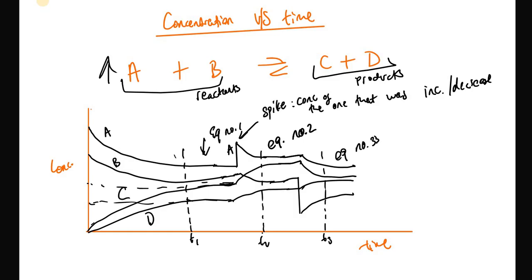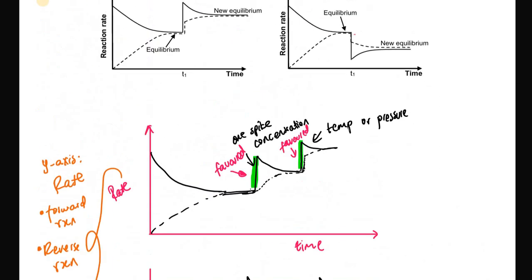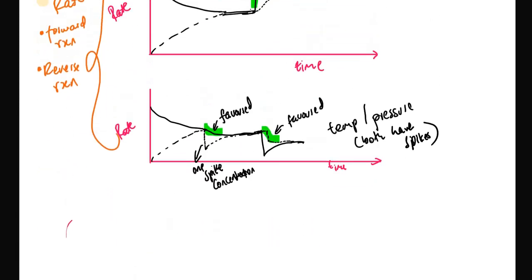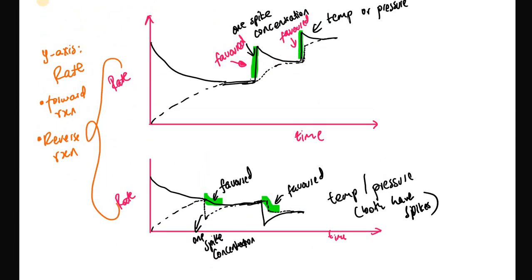If the spike is going up, it means you increased something there. If the spike is going down, you decreased something. So that is how you interpret concentration versus time graphs. They tell you about the individual compounds or molecules or elements, while the rate versus time graphs are talking just about the forward reaction and the reverse reaction.